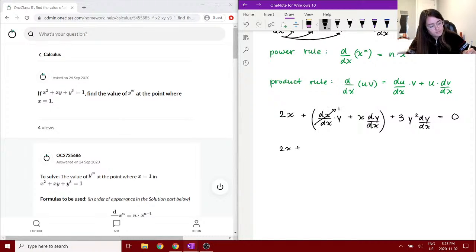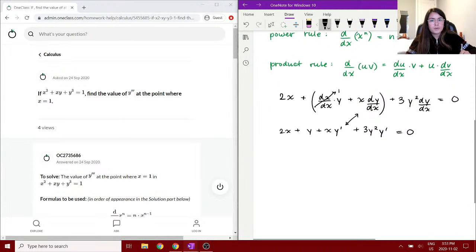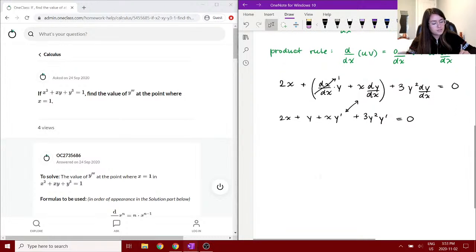So that's 1 times y plus x, and then this is what I'm trying to say here. The first derivative of y, I'm going to write now as y prime, okay? That's the first derivative. These are equivalent forms of the same thing. Plus 3y squared, and then the first derivative of y is equal to 0, okay?